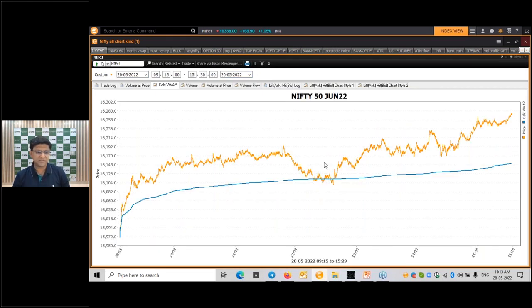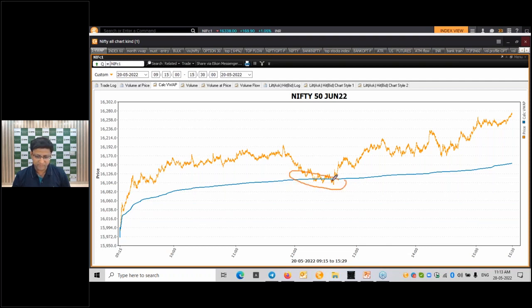Friday was a very classical example. Friday data was positive, PCR was positive, and this is a VWAP line. The market gapped up and kept rising, then again it came to the VWAP level. This is a VWAP level, and again from here it moved up. So whenever there is a rejection around this level, we can enter around these levels, keeping stop loss below the VWAP level, which should be 60-70 points on Nifty.